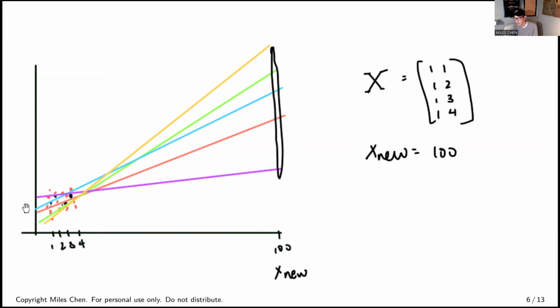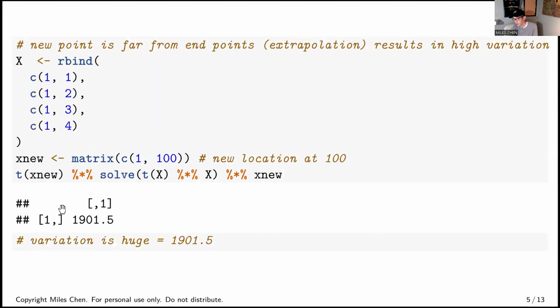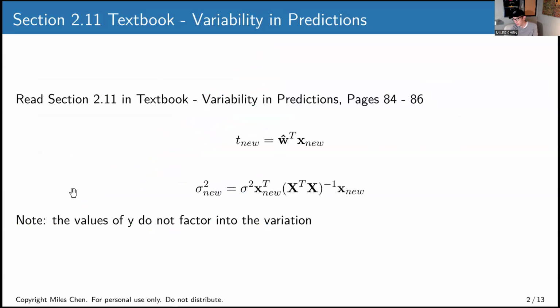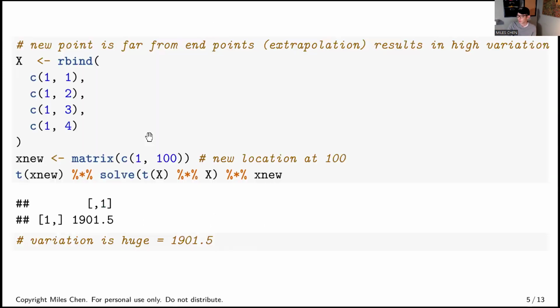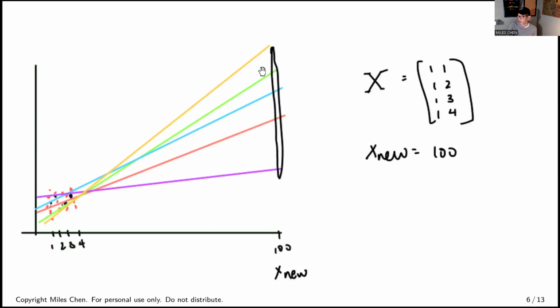Again, we're just assuming our sigma squared is 1 here. But if the observations themselves have even greater variance, then it's going to get multiplied by an even bigger factor. Let's just assume sigma squared is 1 for all of these things. Trying to extrapolate way out here is going to produce pretty bad results.